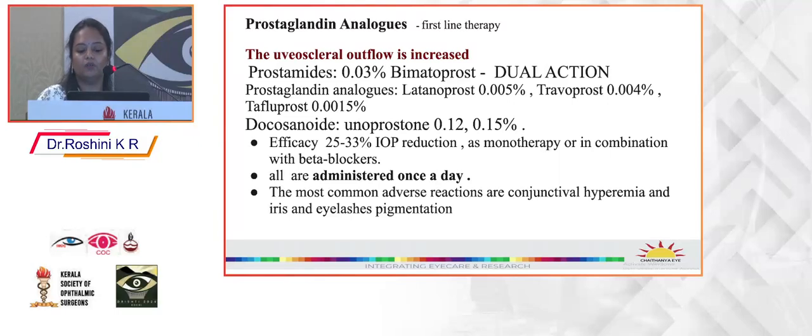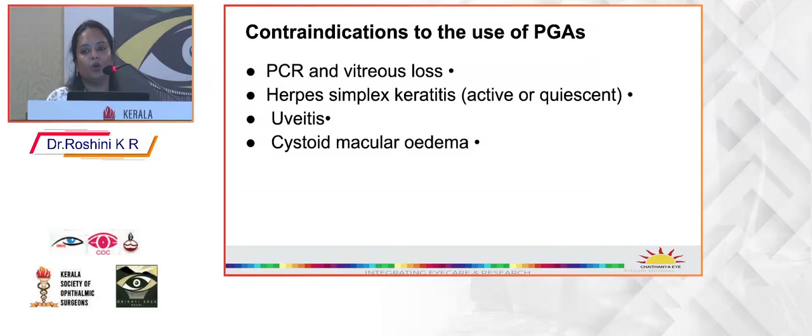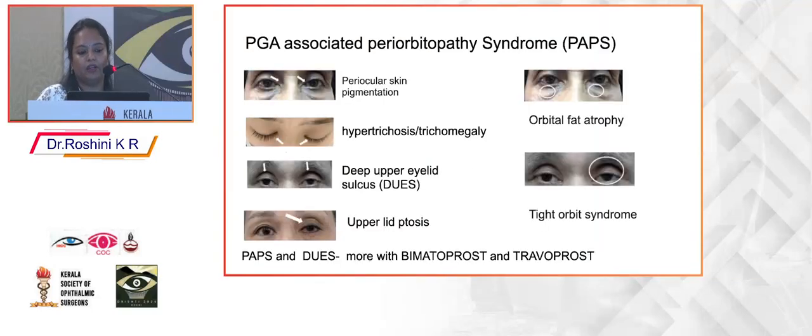The most common adverse reactions are conjunctival hyperemia, and iris and eyelash pigmentation. Contraindications are cataract surgery with PC rent and vitreous loss, herpes simplex keratitis, either active or quiescent, uveitis, and cystoid macular edema. Prostaglandin-associated periorbitopathy syndrome is worth mentioning because we encounter that very often. It includes periocular skin pigmentation, hypertrichosis, orbital fat atrophy, deep upper lid sulcus, tight orbit syndrome, and upper lid ptosis. And these are more with bimatoprost and travoprost.